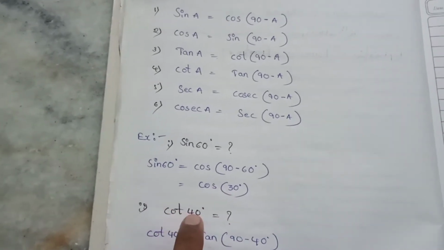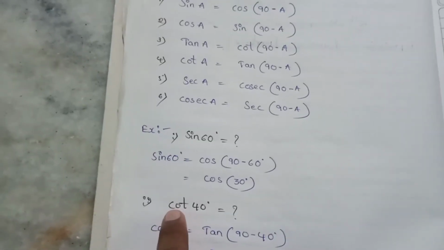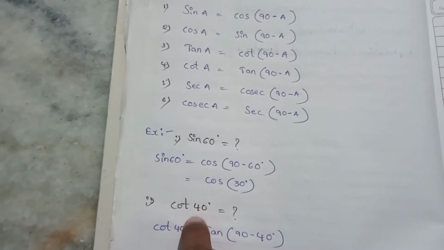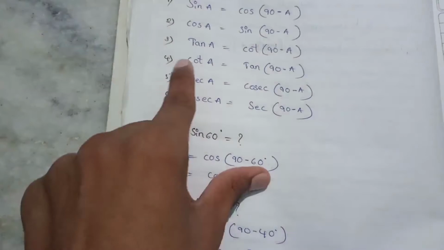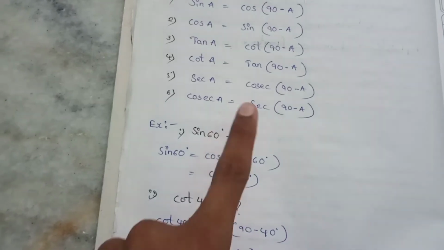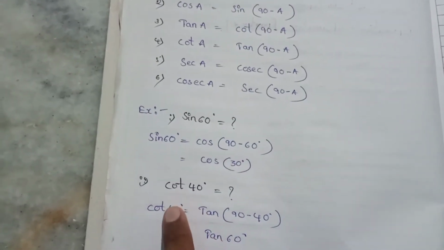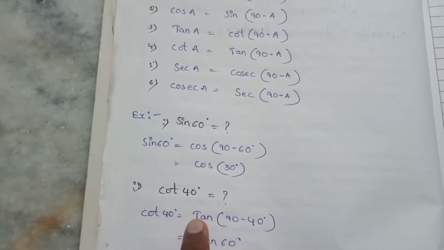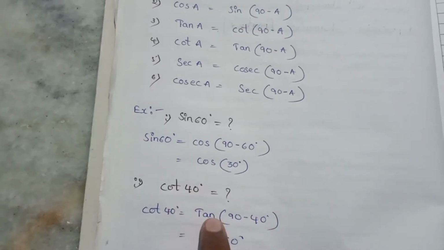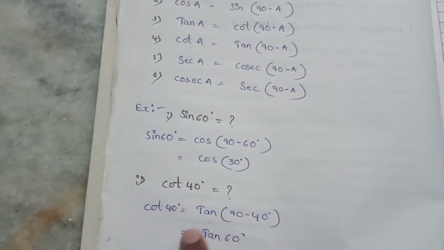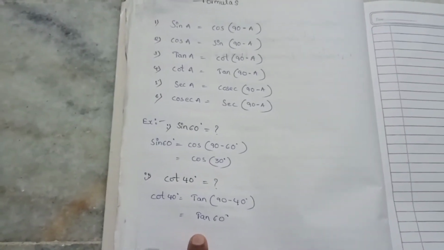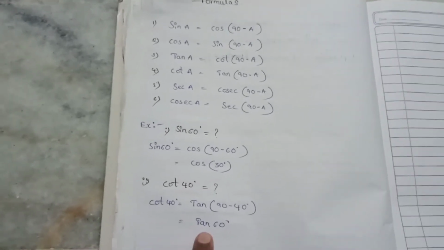Next, cot 40 degrees is equal to what? Cot 40 degrees is cot A, where A means angle; here 40 is the angle. Cot A is equal to tan(90 minus A). Tan as it is, 90 minus 40 is 60, so it is tan 60. These are the formulas. You have to learn these formulas by heart, then only you can do exercise 11.3.